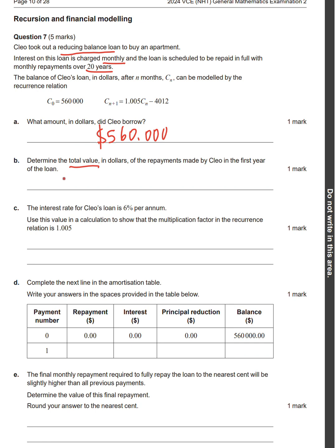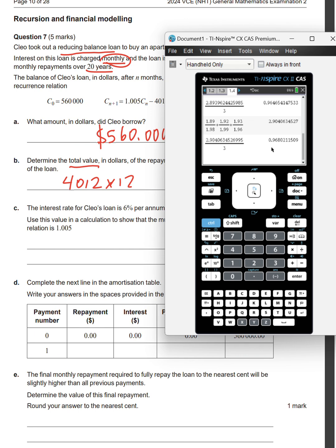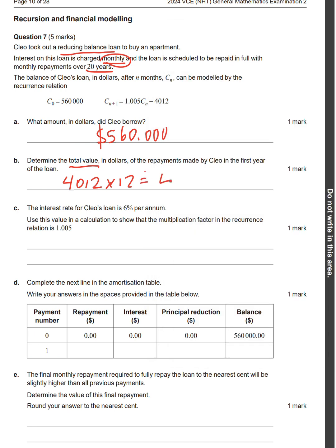So she makes 4,012 payments per month. So I've got to times that by 12. Okay. So 4012 times 12. So her total repayments are 48144. Now, again, these questions are just worth 1 mark, so you don't have to show working out. I sometimes do, just because that helps me get my brain around what I'm thinking.